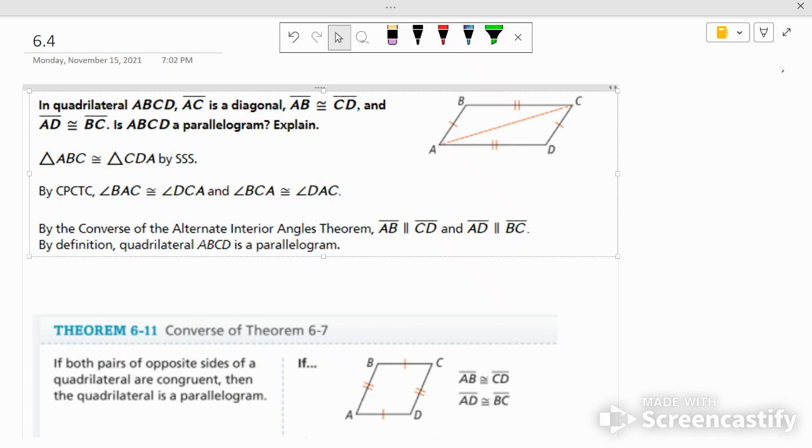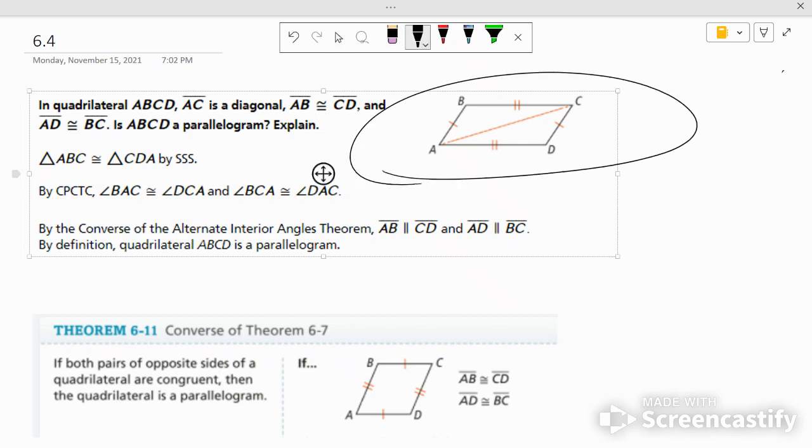If we have 3 sets of consecutive angles that are supplementary, that's the word I was looking for, supplementary, then we have a parallelogram. And if we have diagonals that bisect each other, then we have a parallelogram. The new one for today: if we have one pair of opposite sides that are both parallel and congruent, they're a parallelogram.